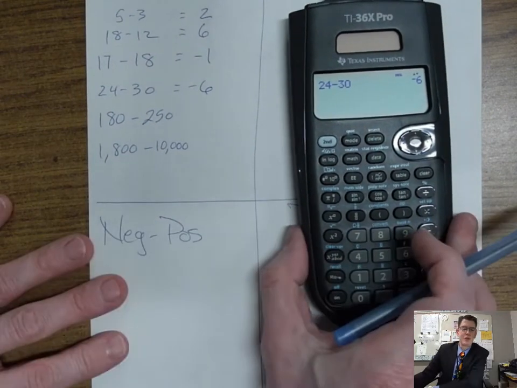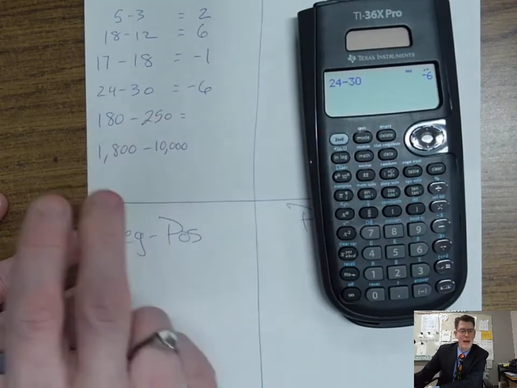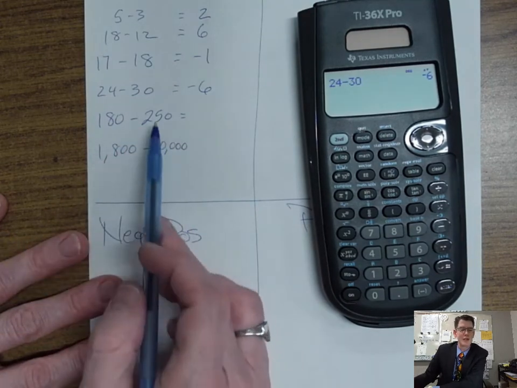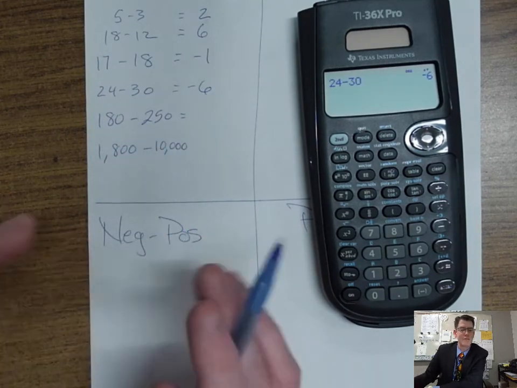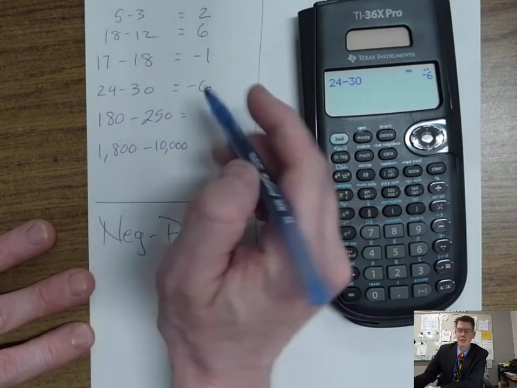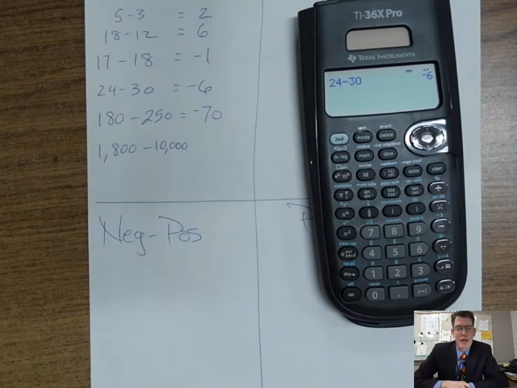180 minus 250. If you type it in the calculator, what I'm doing in my head is a shortcut. I'm just figuring out what the difference is because that's what negative is. It's a difference. I know the difference of these two is 70, and I know it's going to be into the negatives. That's just a shortcut. Please don't think you have to memorize the shortcut on this. Type it in the calculator.